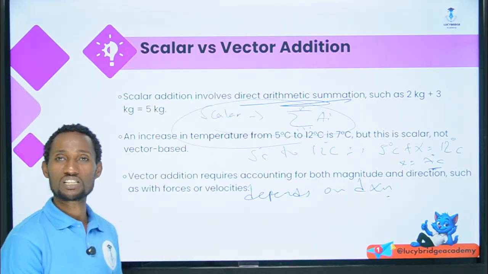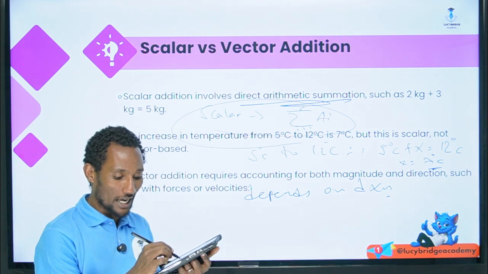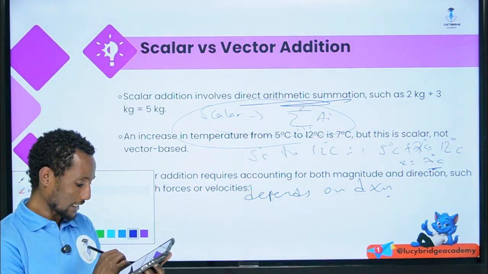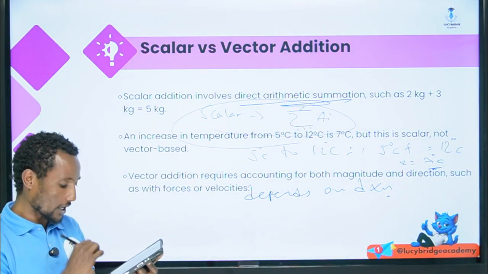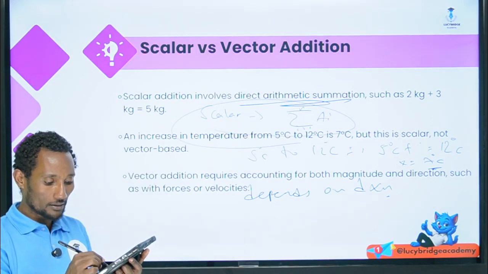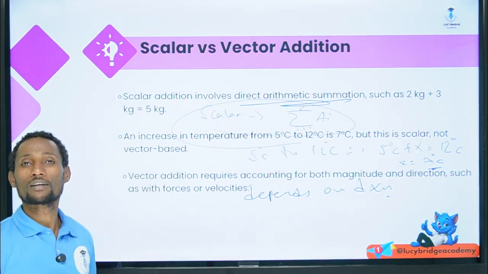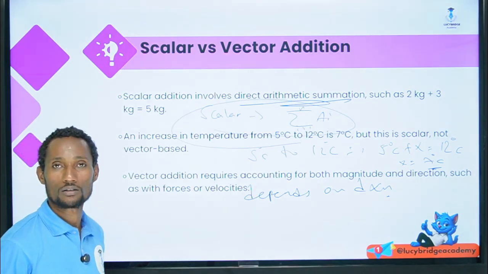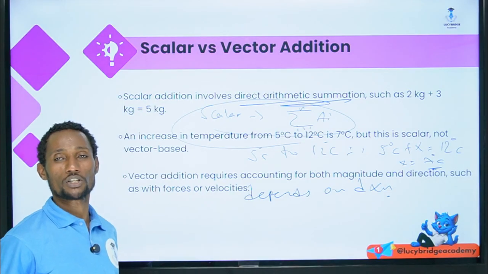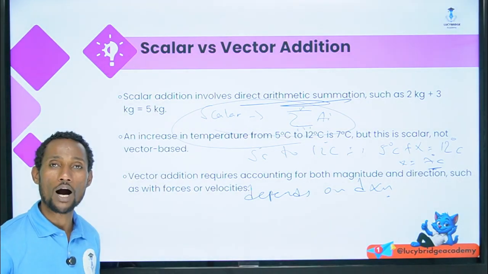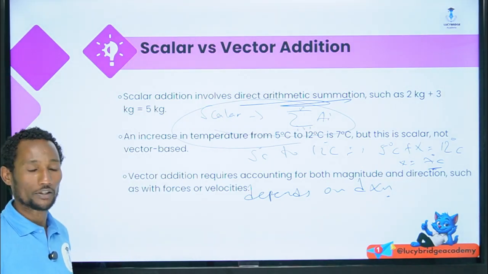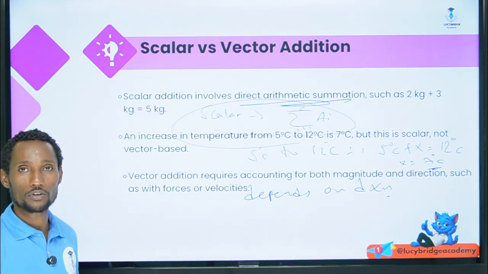In this case, it's simply an arithmetic step: 5 degrees Celsius plus 7 degrees Celsius. Or by rearranging the given equation, you get X equals 7 degrees Celsius, from 5 to 12 degrees Celsius. That is the reason why we add 7 to get 12 degrees Celsius of temperature.